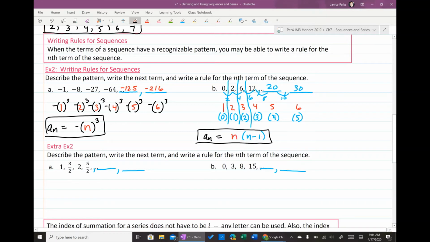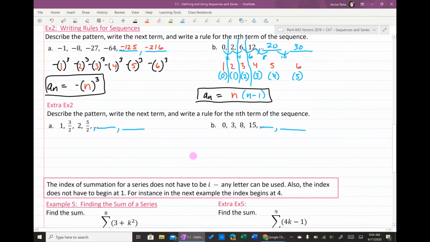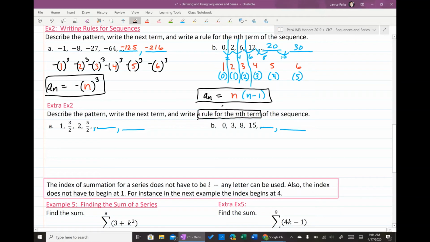Again, these are a little bit harder to do. Some of you will catch on sooner than others. There are formulas coming up later that will help you determine what those formulas are. And when it says write a rule, I should have probably mentioned this before. A rule is just a formula for the nth term. So that's just for any term, basically.